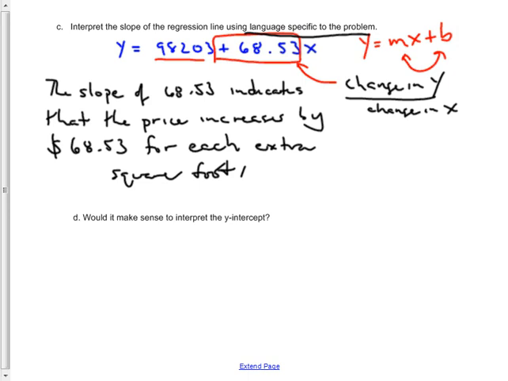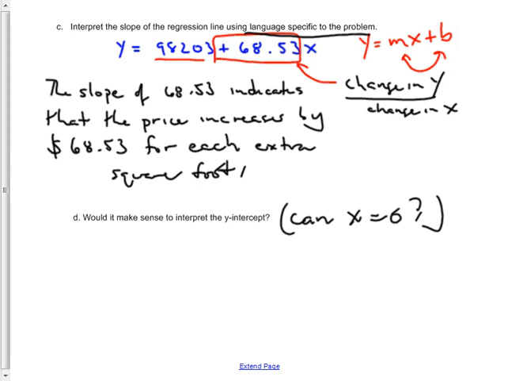All right, so part D says, would it make sense to interpret the y-intercept? Well, let's think about what the y-intercept is. The y-intercept is where the graph crosses the y-axis, and a line crosses the y-axis when the x value is 0. So ask yourself, can x possibly be 0? In this case, it can't.